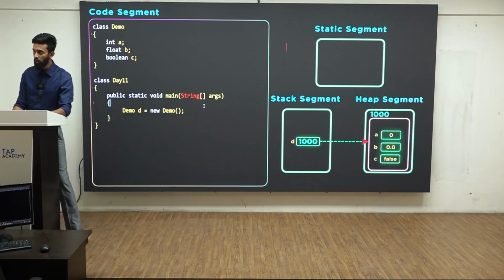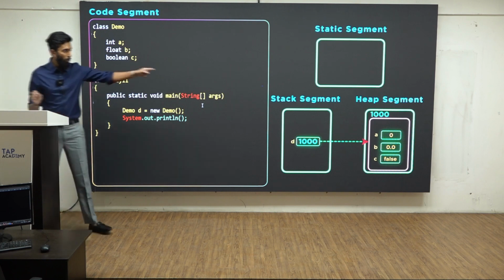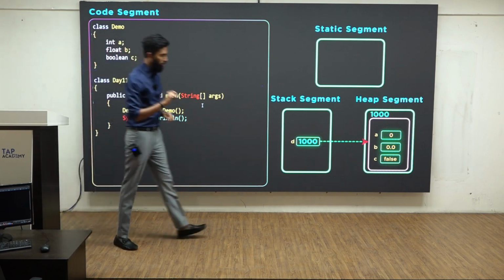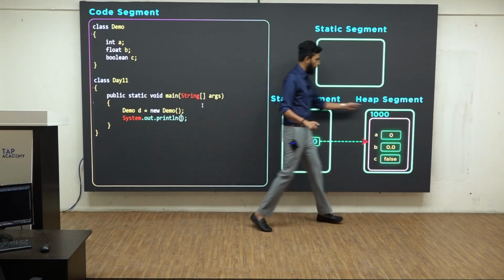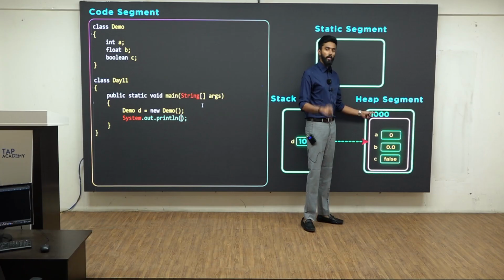I'll just go here, watch it, and I will tell System.out.println. Okay, sir, inside this, what are you going to tell, sir? I want to print A. Try to understand how to print A. Very simple. First, you tell D. What does D have? 1000. Immediately, you will reach here. Understood? Now, you want to go inside. How to go inside, sir?